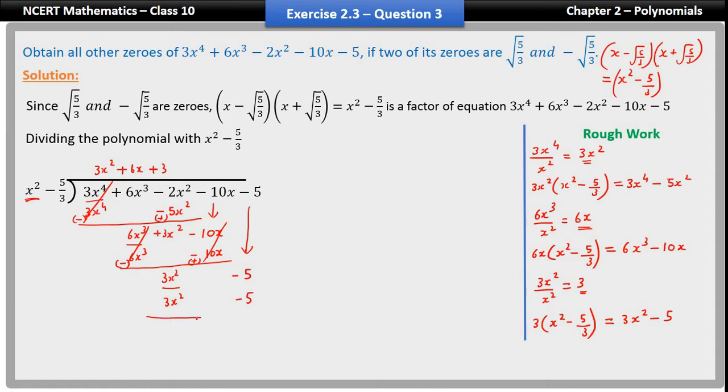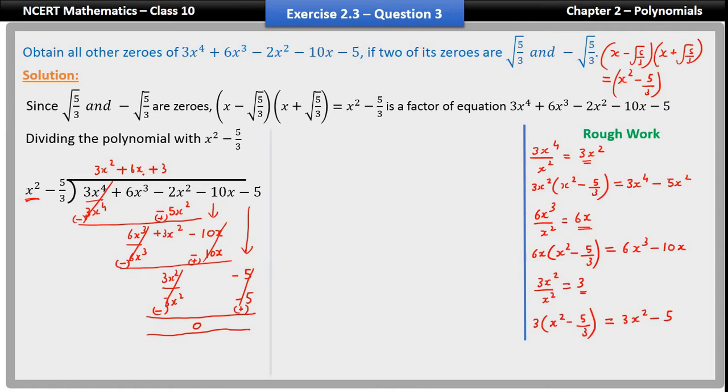Let's do the subtraction. Let's change signs. Plus becomes minus, minus becomes plus. 3x square minus 3x square gets cancelled. Minus 5 plus 5 gets cancelled. So the answer is 0. So as you know, the remainder should be 0 because x square minus 5 by 3 is a factor of this. Now we got 3x square plus 6x plus 3 as the quotient.